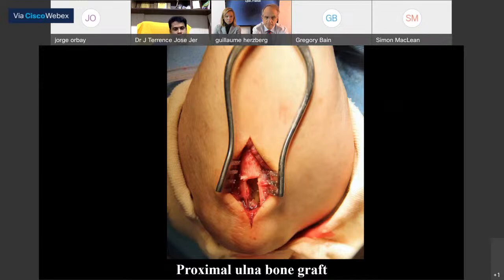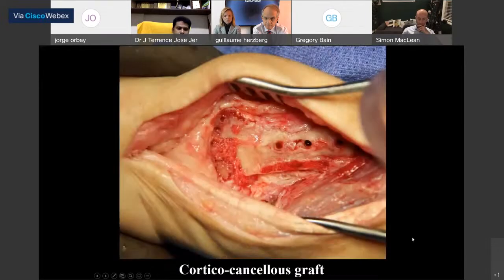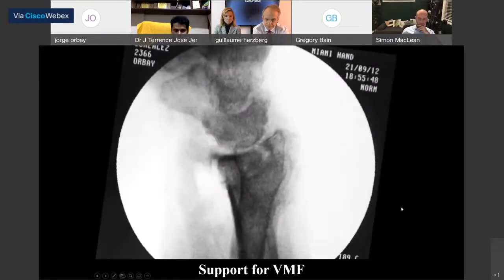So we harvest bone from the iliac crest or a proximal ulna, in this case proximal ulna, if the patient is ambulatory. We fill the defect with bone graft. And you can see in the fluoroscopy the still intact subchondral plate, now being supported by cancellous bone graft. But notice the excessive volar tilt. That's because the remainder of the fracture has healed with excessive volar tilt.